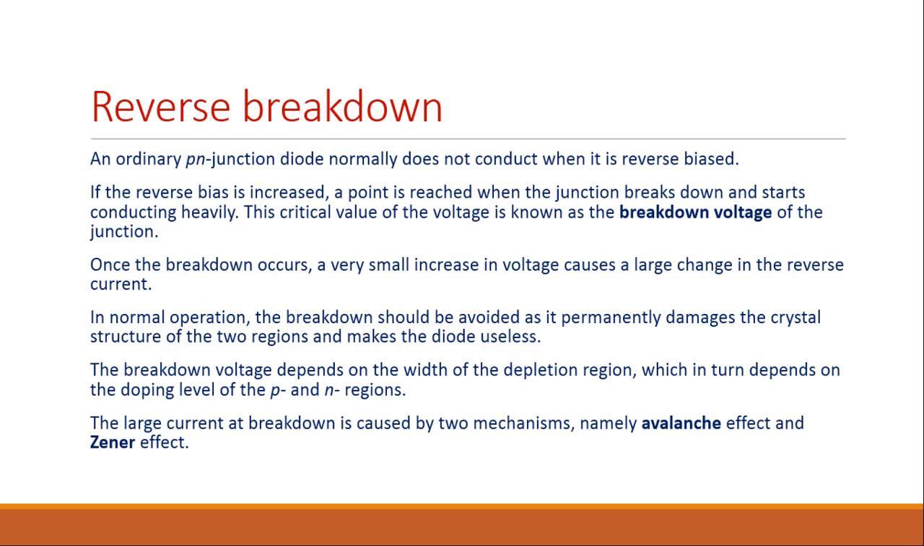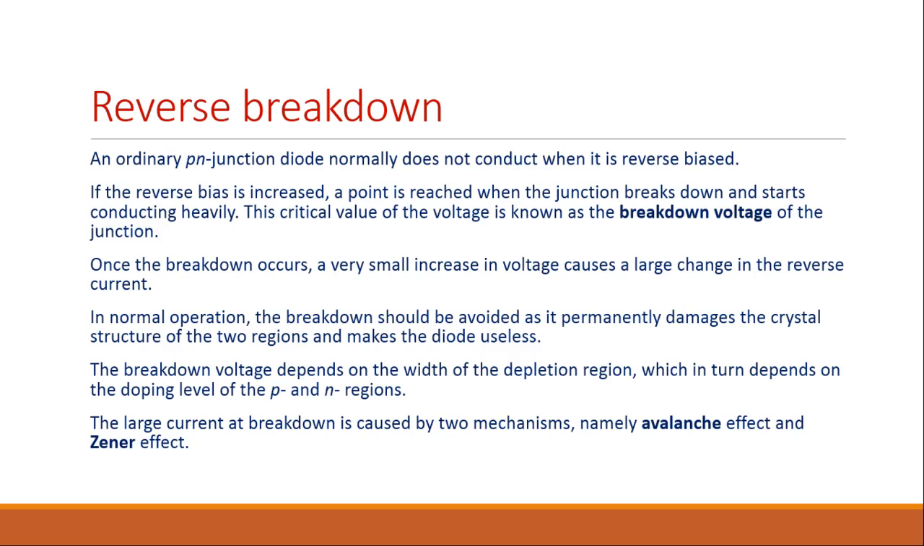In normal operation, the condition of breakdown should be avoided, as it permanently damages the crystal structure of the two regions and makes the junction useless. The breakdown voltage depends on the width of the depletion region, which in turn depends upon the doping level of the P and N regions. The large current at breakdown is caused by two mechanisms, namely the avalanche breakdown effect and the Zener breakdown effect.